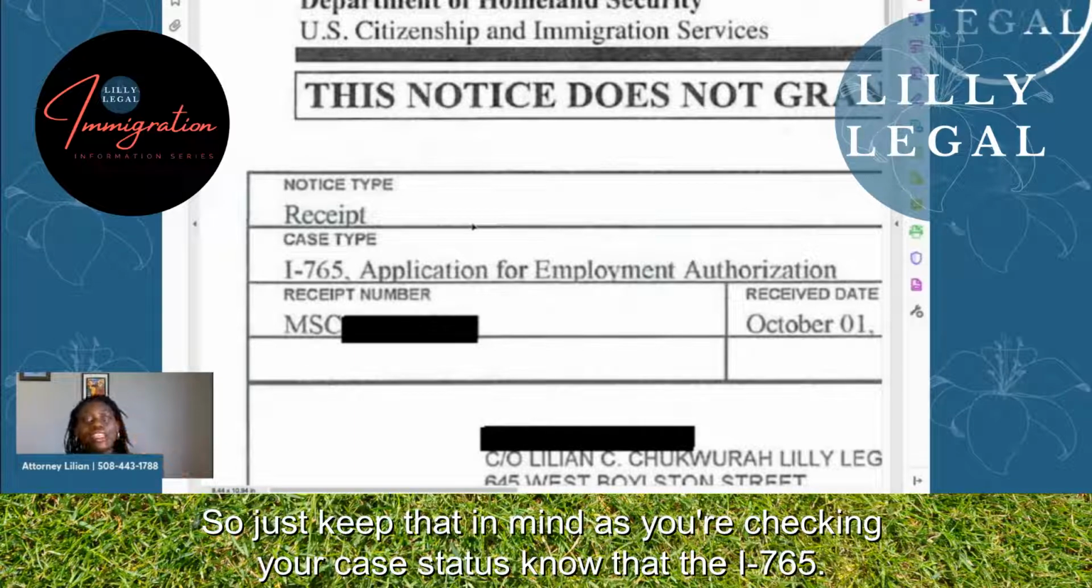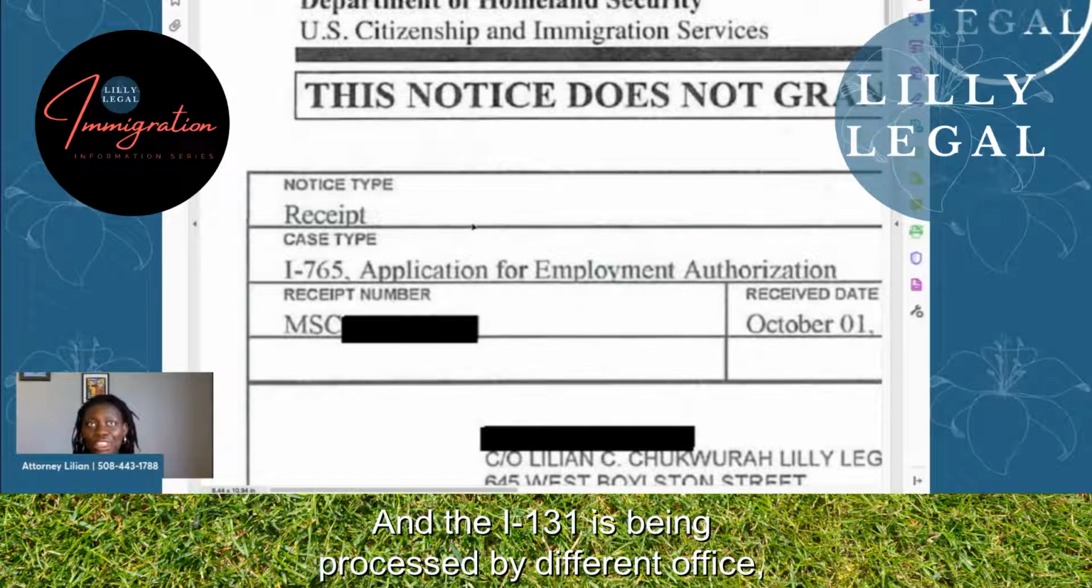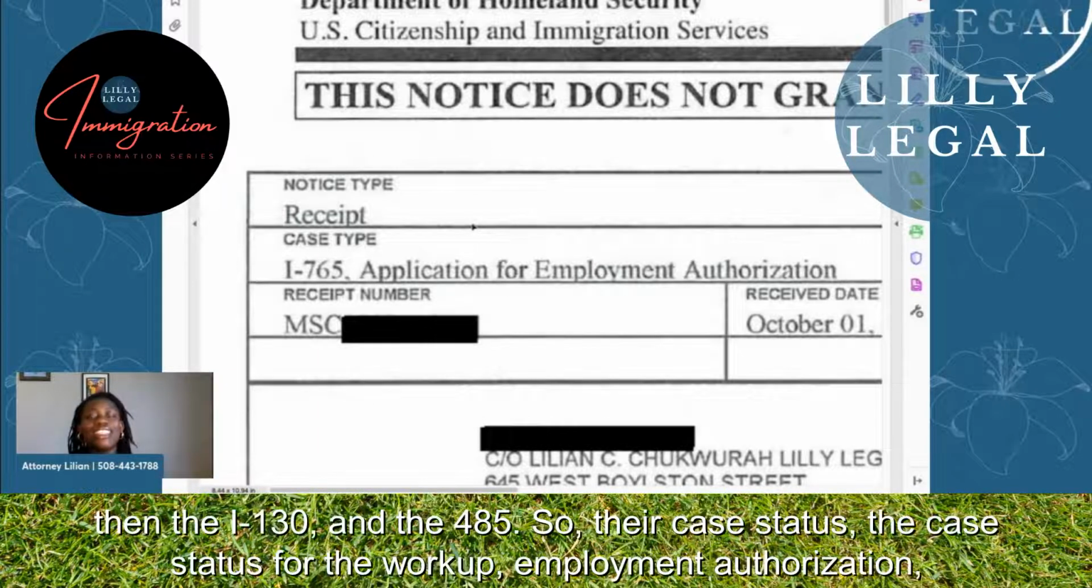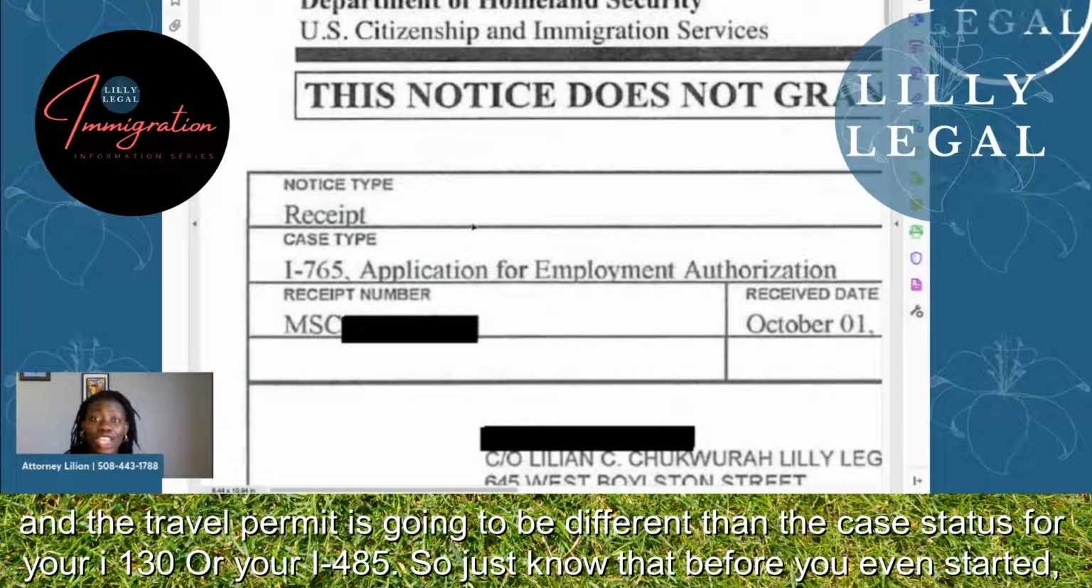Know that the I-765 and the I-131 are being processed by a different office than the I-130 and the I-485. So the case status for the employment authorization and the travel permit is going to be different than the case status for your I-130 or your I-485. So just know that before you even start.